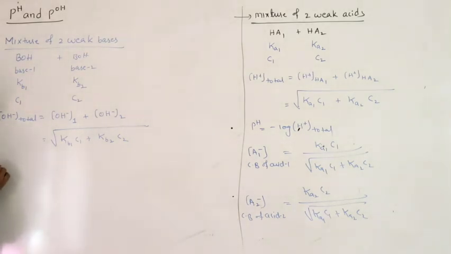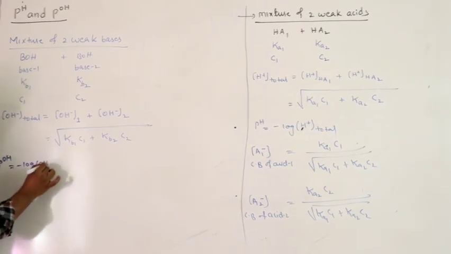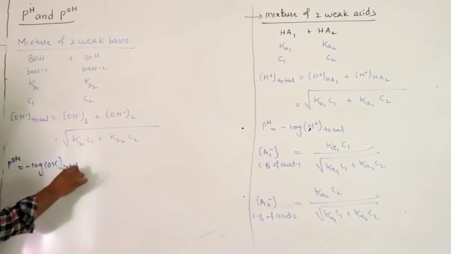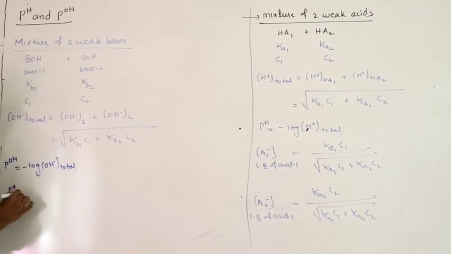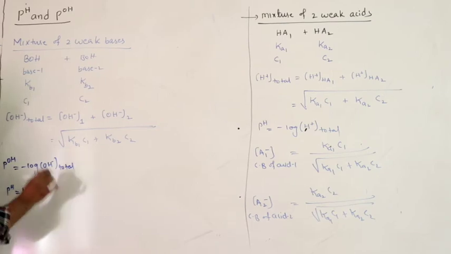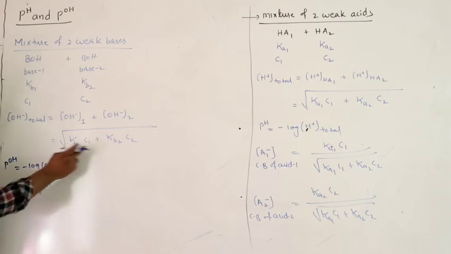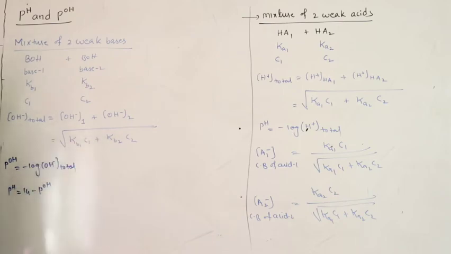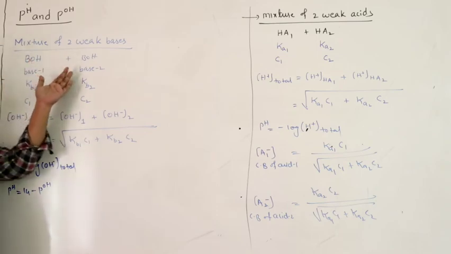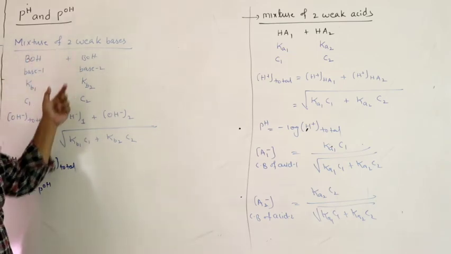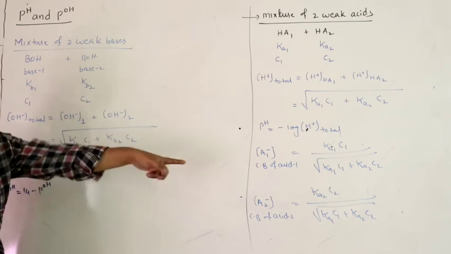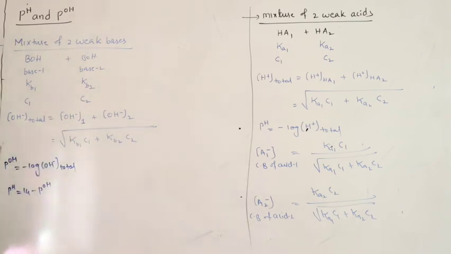So once you get OH minus, find pOH, minus log of OH minus total, you will get the answer. Then find pH, 14 minus pOH. If you want to find conjugate acid, then you have to divide Kb1 C1 with this formula. Similarly, conjugate acid of base 2, Kb2 C2 by this formula, you have to write in a similar way. So one more we have, that is mixture of acid and base.